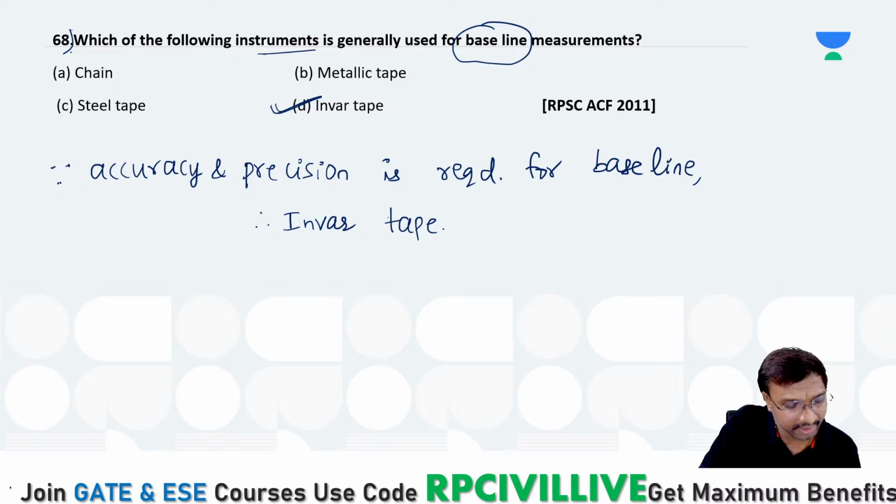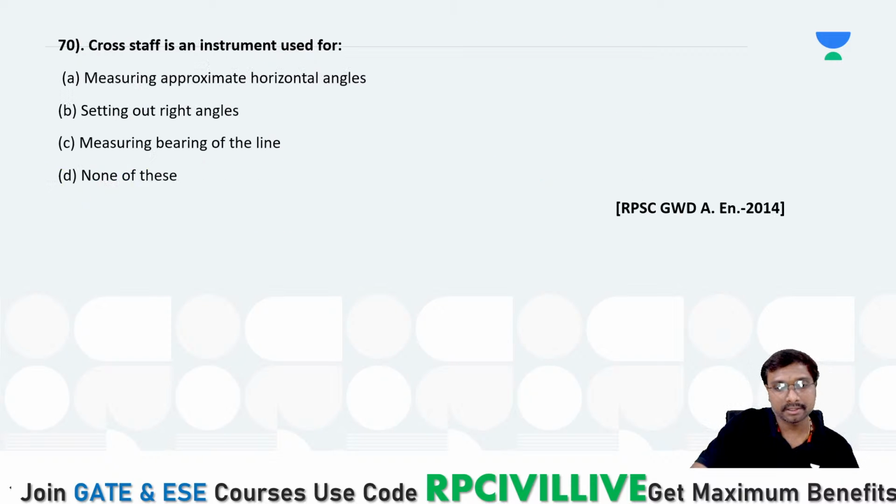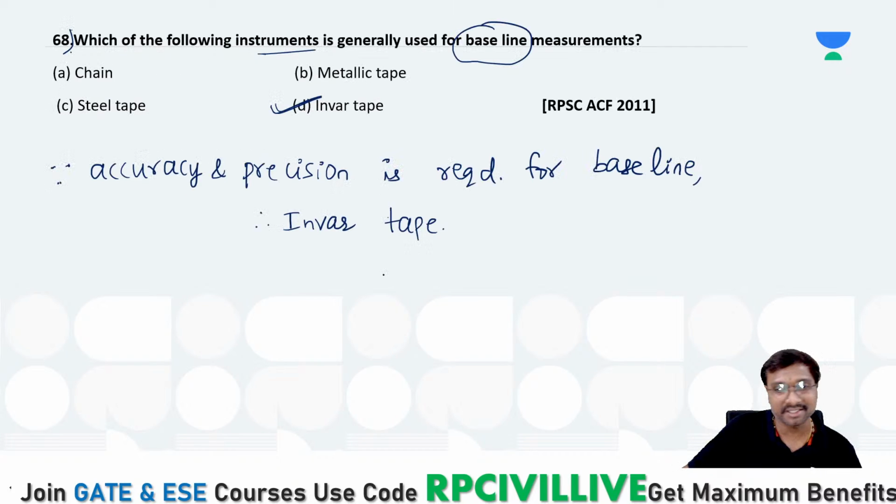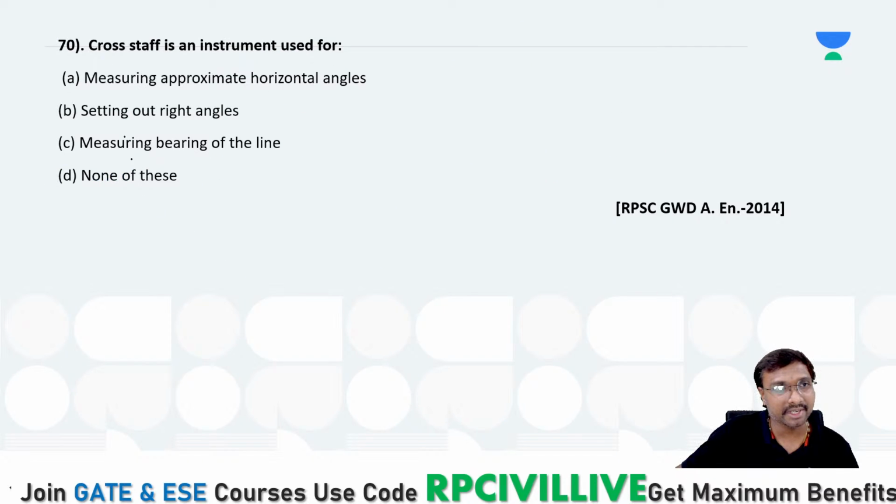What is the mistake in that question? Which of the following instruments is generally used for baseline measurement? Yes, Rishi, what is the mistake in this? Tell me. This is 68, okay, 70 directly has come. No, it is 69 actually. This is your 69th question. You make it as 69th question. Tell me, all of you.